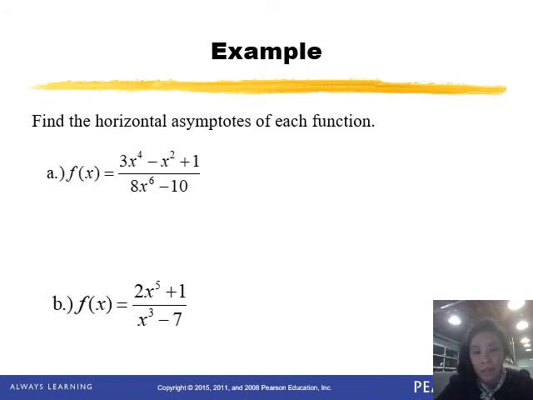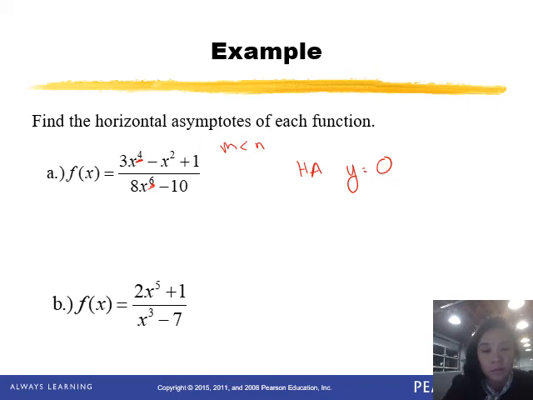All right, let's take a look at these examples. Find the horizontal asymptotes of each function. You can see that the exponent of the numerator is 4, and the exponent of the denominator is 6. This is case 1, where m is less than n, so you have a horizontal asymptote at y equals 0. Not too bad, right?